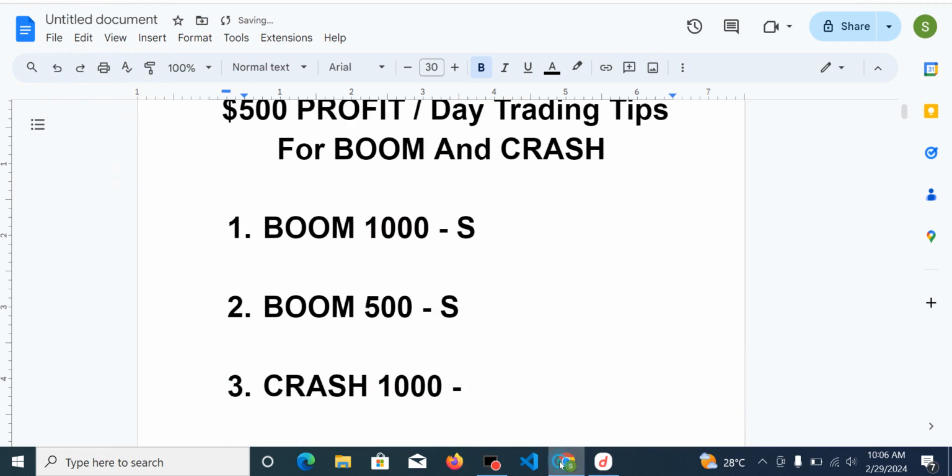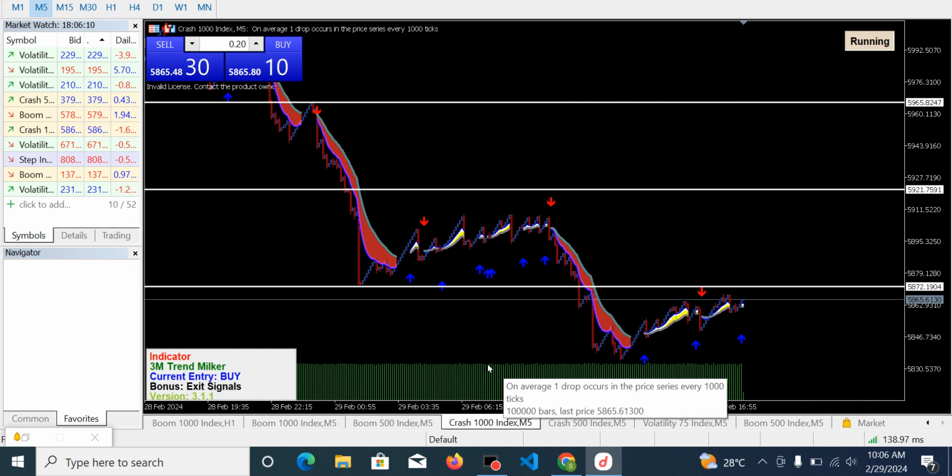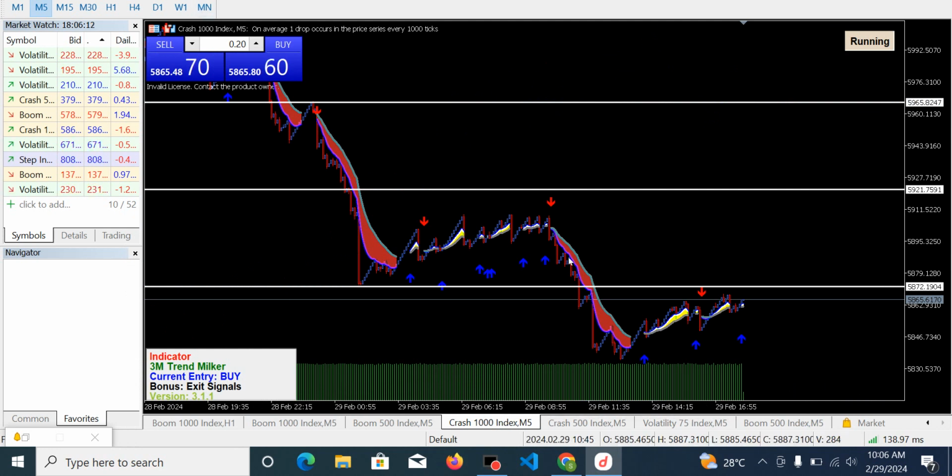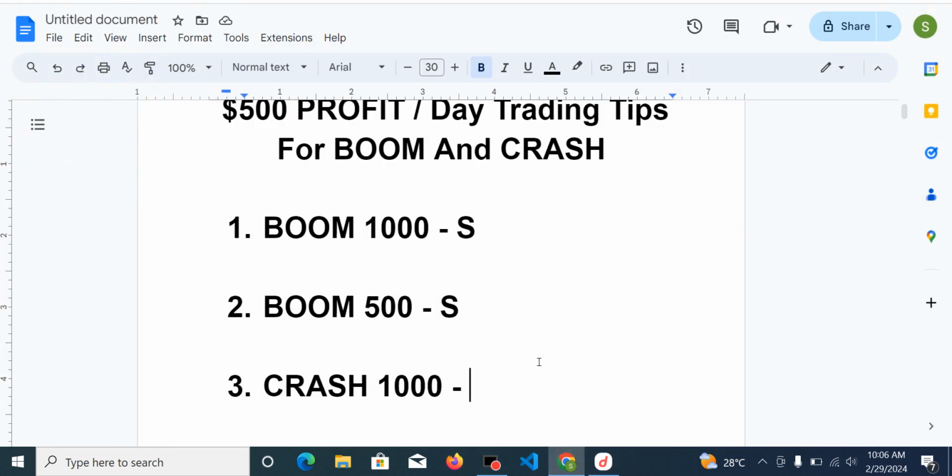Next asset is going to be Crash 1000. Let's check it out right here. Crash 1000 had been on a downtrend right from there, and it got to this support zone, and of course it was unable to break out below it, so it's trying out a buy trend. And of course if it breaks out above this resistance zone, then it's going to buy more, so we expect it to buy more right from there.